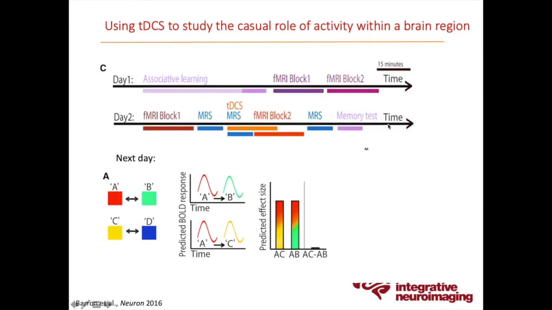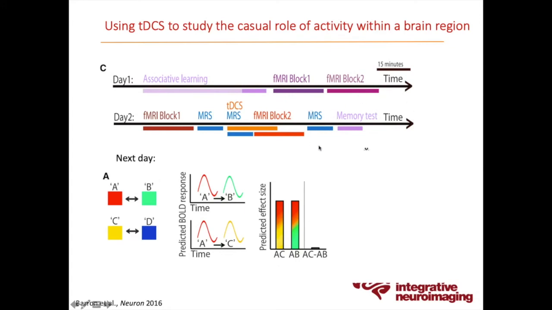So they did a pretty complicated design on 2 days. They did a lot of learning on day one, so that you really learnt that B was associated with A and that C was associated with D. They then did an fMRI block and then another one, and then people went home. The next day they came back and did an fMRI block, which showed that they'd still learnt the associations, but that the corresponding suppression wasn't there anymore. Then they did some spectroscopy and some TMS, and then another block of fMRI and a memory test.